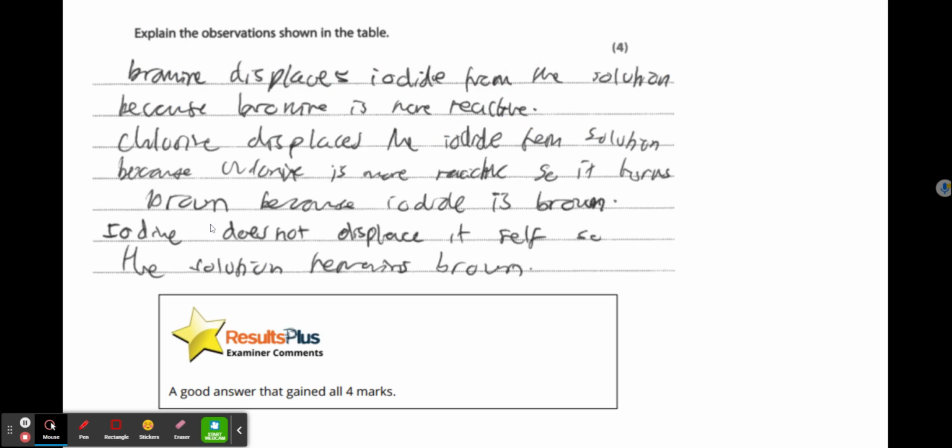So here's an example of a good answer. Bromine displaces iodide from the solution because bromine is more reactive. Chlorine displaces the iodide from solution because chlorine is more reactive, so it turns brown because iodide, or iodine, should have said, is brown. Iodine does not displace itself, so the solution remains brown. So 4 points on that one.